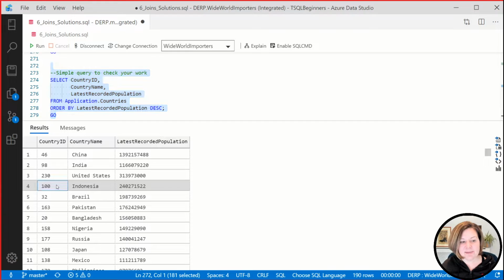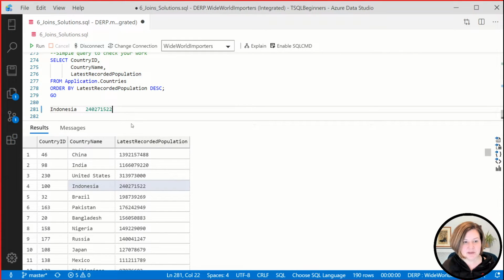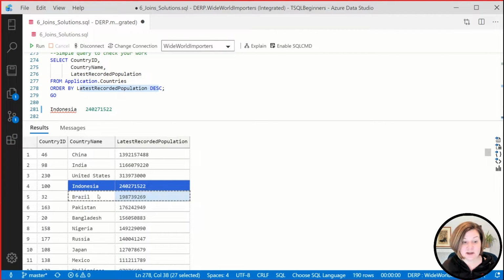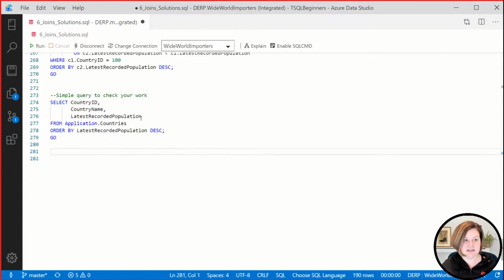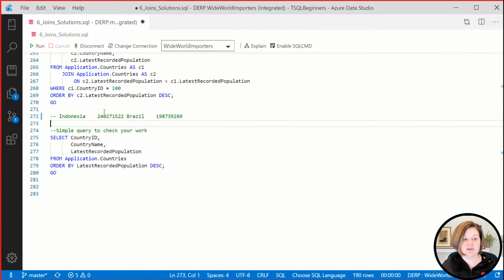In this case, just by browsing through these, we can see that country ID 100 is Indonesia. So these are going to be the first 2 columns, right? This data right here. And what we've done here, we've ordered by the population descending. So the next highest one, the next two columns we should see, is Brazil and its population. This is the answer that we expect to see if this query above here is correct.